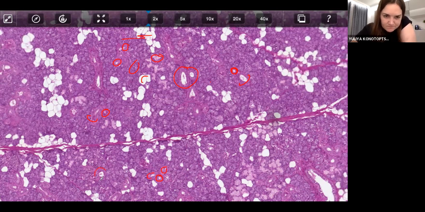Somebody else, this one. Striated. Okay, so this one. Intercalated. This one. Striated. Okay, and at the bottom, this one.